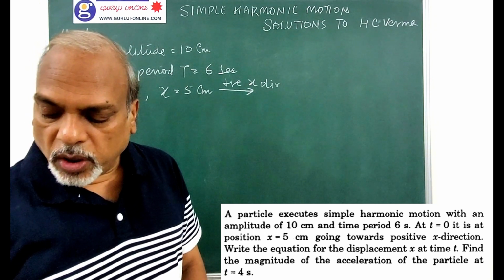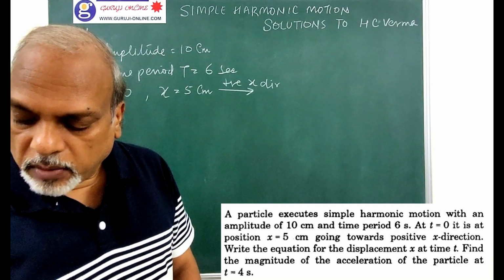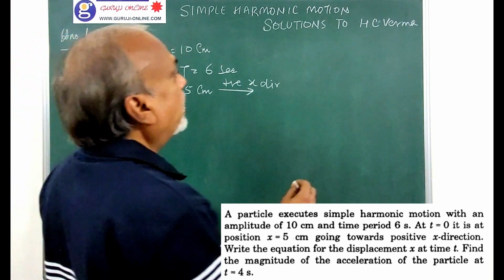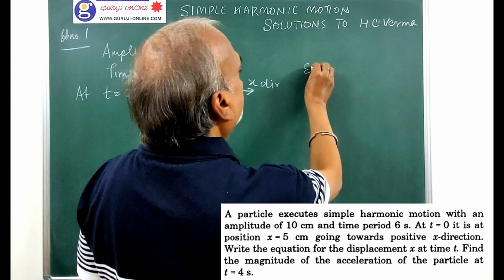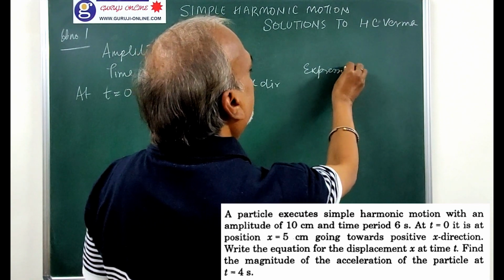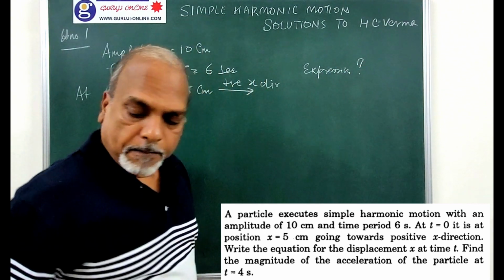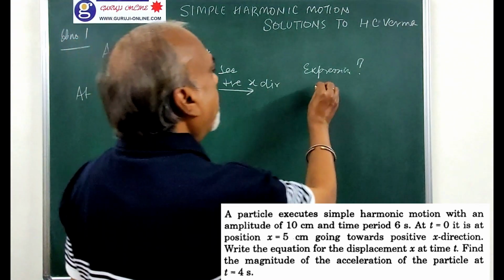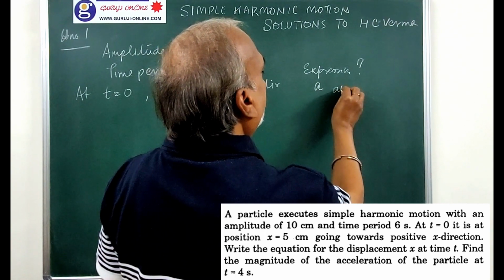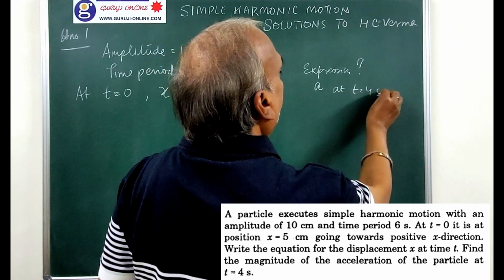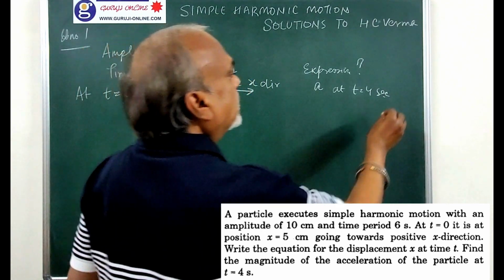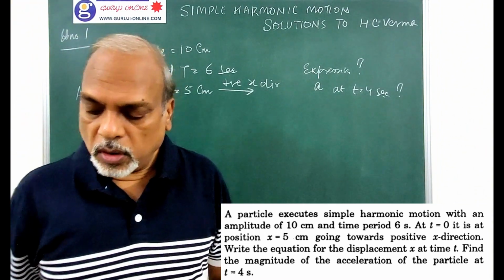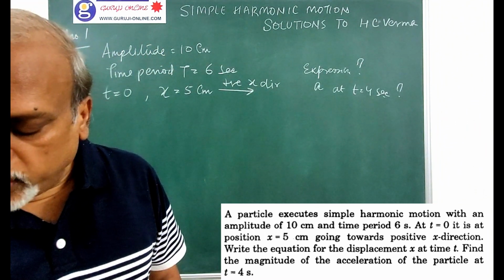Find the magnitude of acceleration of the particle at t is equal to 4 seconds. So we have to write the expression and we have to find the magnitude of acceleration at t is equal to 4 seconds. So this is our first question in SC Verma book. So let us see how we are going to solve this.